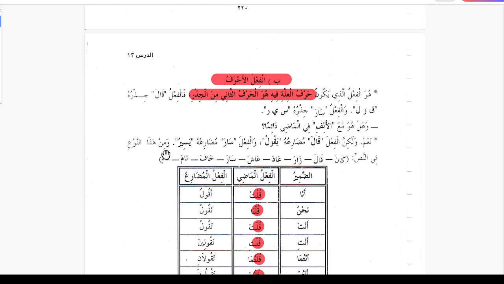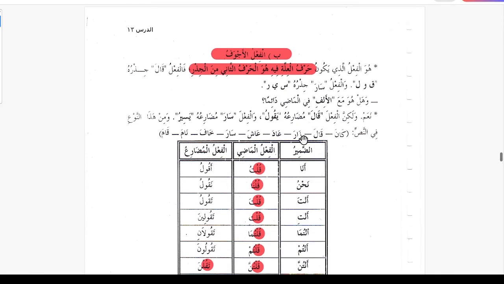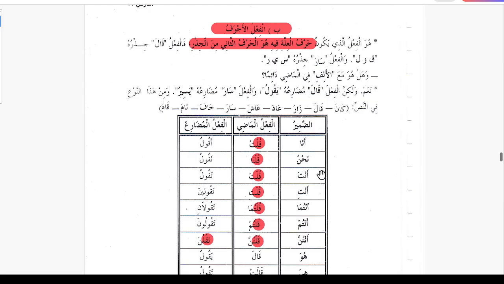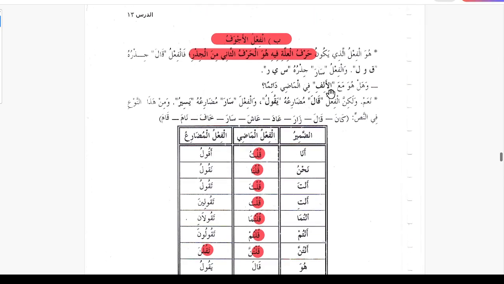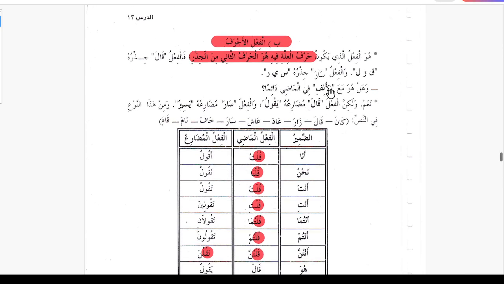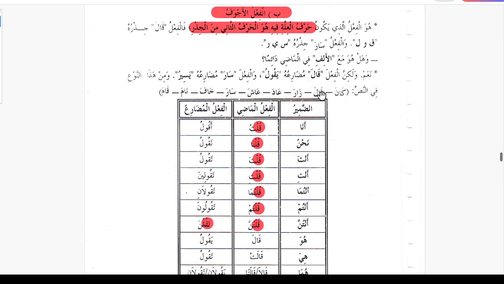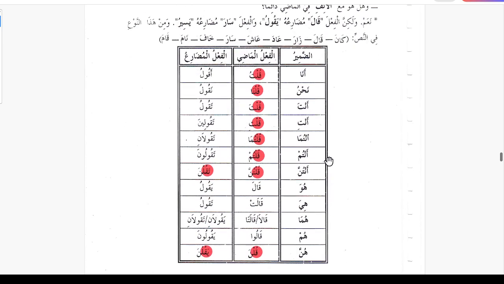In this kind, fail al-ajwaf, we have examples like kana, kala, zara, ada, asha, sara, khafa, nama, kama. So these are all of the same kind, al-fail al-ajwaf. Now take the first example, kala, and do the conjugation.